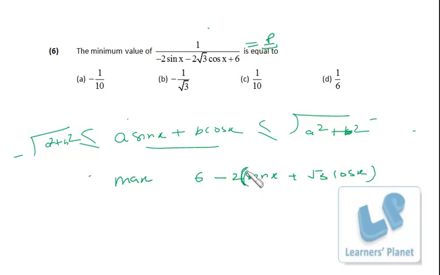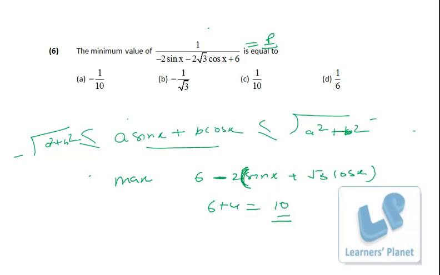For the maximum value of this, I have a as 1 and b as root 3. So sin x plus root 3 cos x will take values from minus 2 to 2. But since we have a minus sign, to make this entire quantity maximum, I take the minimum value of sin x plus root 3 cos x, that is minus 2. Minus 2 into this minus 2 will produce plus 4. So the maximum value will be obtained as 10. Getting my point? The maximum value of this expression will be 10.